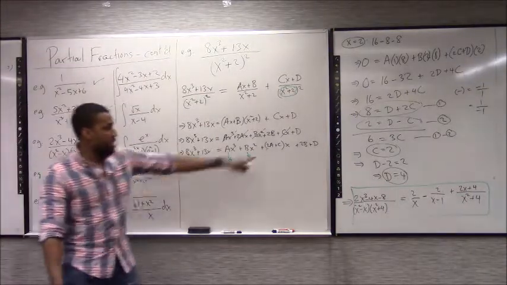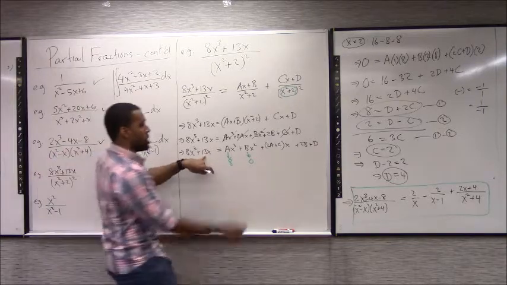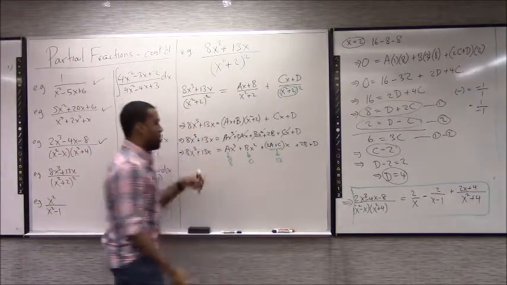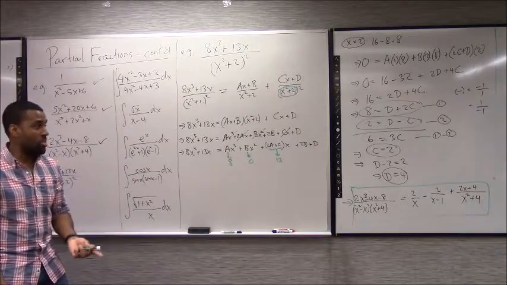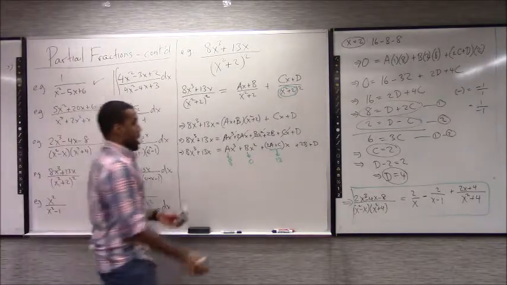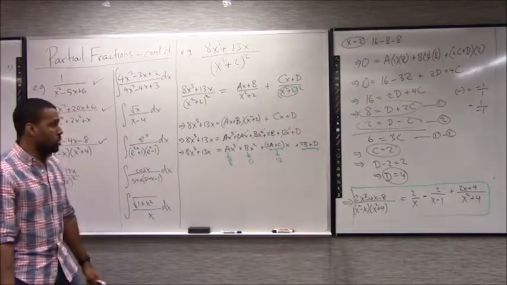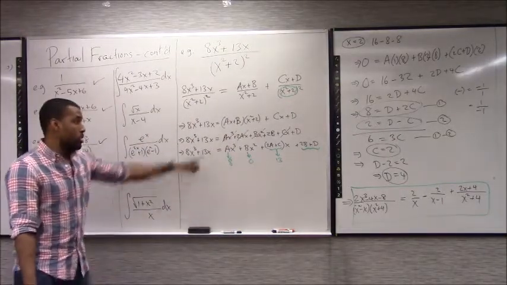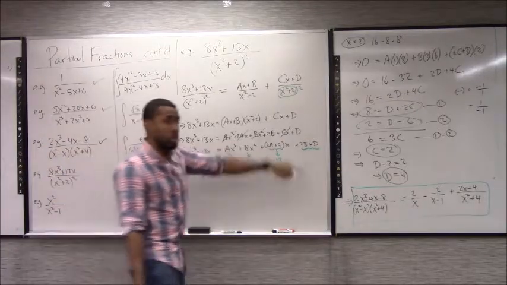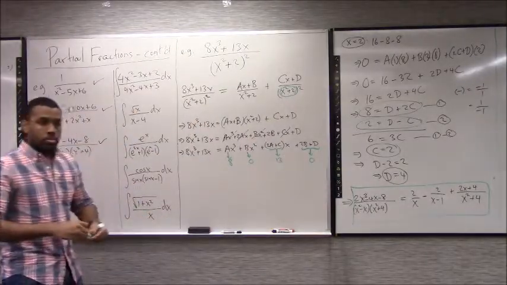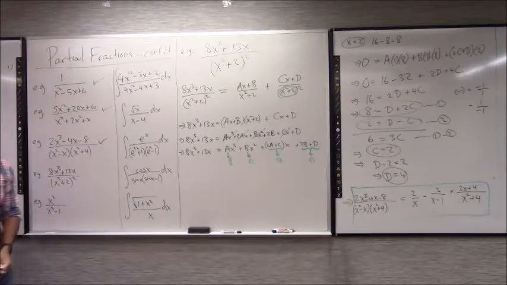How many x's should I have? Well, I should have 13. So that means that 2a plus c should be 13. But I already know what a is, so I can figure out the c pretty easily. I also know that 2b plus d should be equal to what? 0, because there's no constant over here, so there should be no constant over here. So this ends up being a much easier approach.